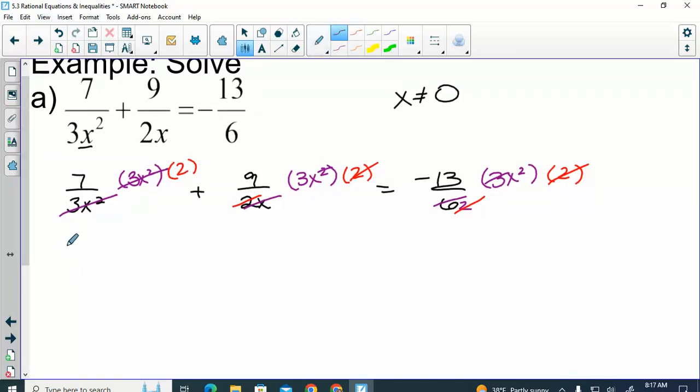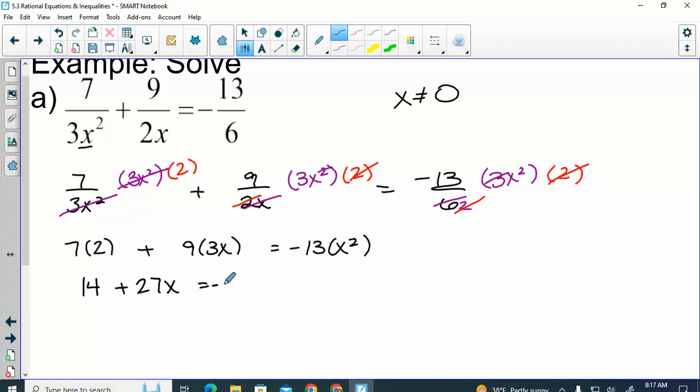So what I'm left with here, I have 7 times 2. I have 9 times a 3x. And I have a negative 13 times an x squared. Is everybody okay to that point? Not yet.